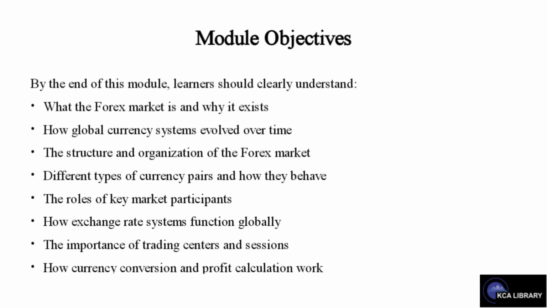For module objectives, by the end of this module, learners should clearly understand what the forex market is and why it exists, how global currency systems evolve over time, the structure and organization of the forex market, the different types of currency pairs and how they behave, the roles of key market participants, how exchange rate systems function globally, and the importance of trading centers and sessions. Lastly, learners should clearly understand how currency conversion and profit calculation work.